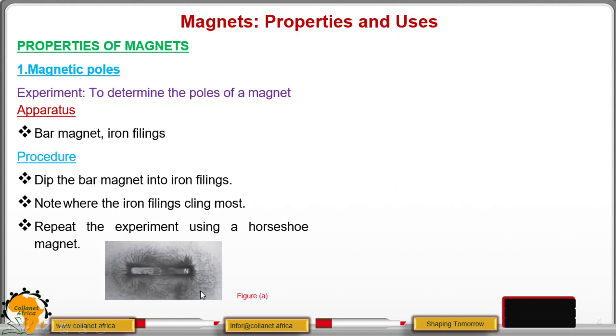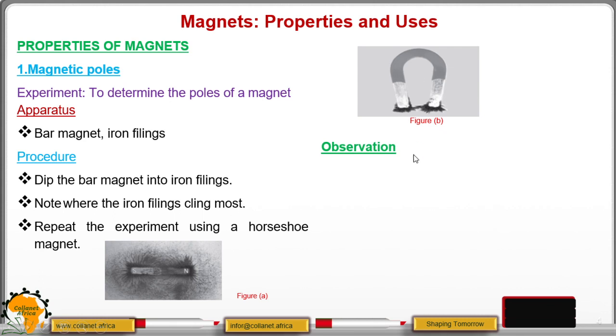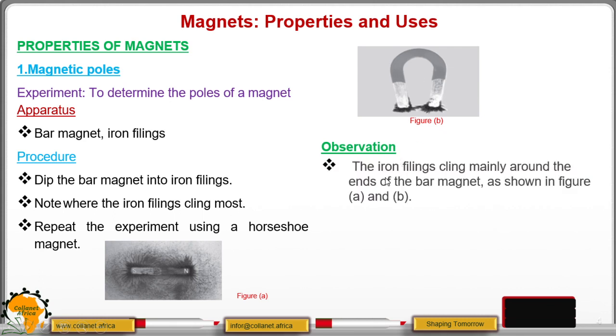Now from this experiment, we had this as our diagram, where we have taken the picture of what is actually happening. So this is a bar magnet that is dipped in iron filings, and as you can see in this diagram, the iron filings are clinging most on the edge of the magnet. When you use the horseshoe magnet, again you find that the iron filings are clinging most towards the edge of this magnet. Then from these two diagrams, we can make our observation that the iron filings cling most around the edge of a bar magnet.